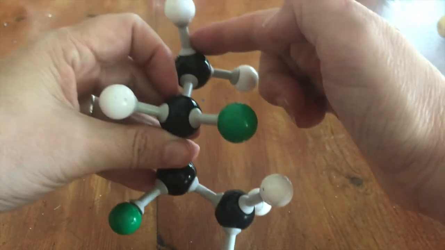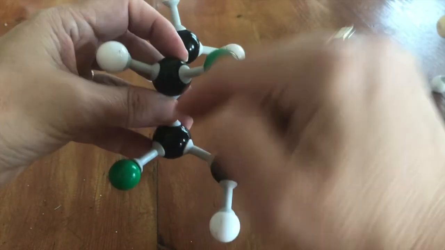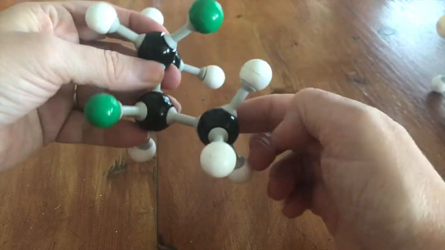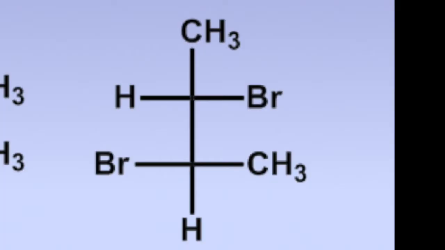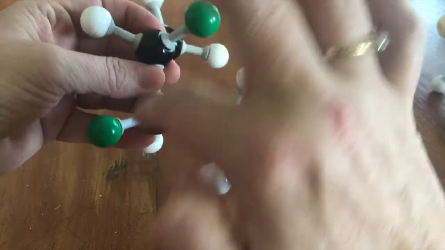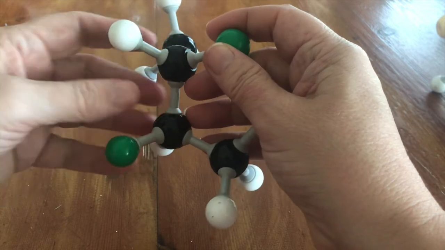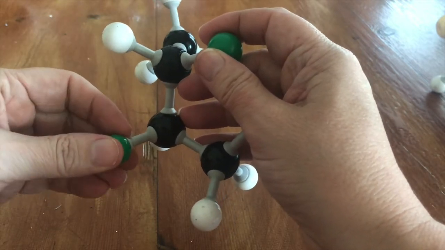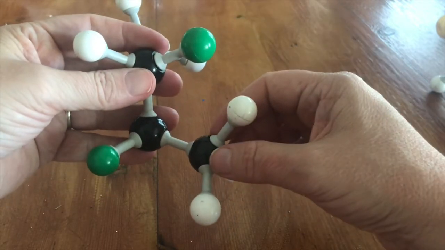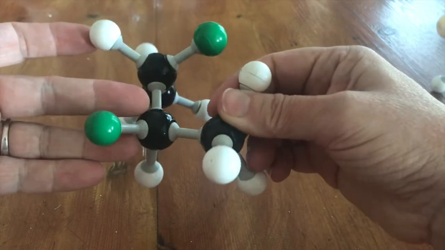So here's the Fischer projection with these two being the crosses, this being the top, and this being the bottom. So there's our straight chain down in the Fischer projection. And now I have a bromine shown in green here, and a bromine shown in green here, and then over here I have a methyl group. So I have built the model of the Fischer projection.